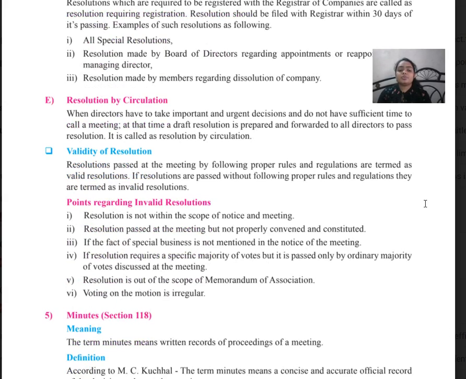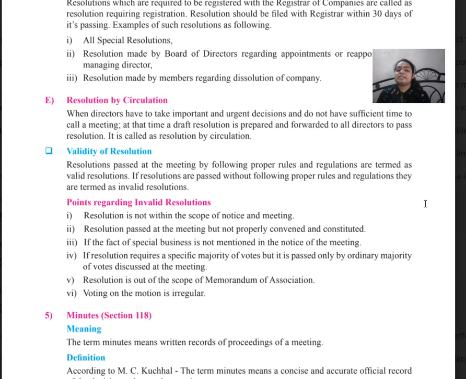Now next, we shall be studying resolution by circulation. When directors have to take important and urgent decisions and do not have sufficient time to call a meeting, at that time a draft resolution is prepared and forwarded to all the directors to pass the resolution. It is called resolution by circulation. So, when a decision has to be taken by all the directors together on an important and urgent basis, but they do not have sufficient time to call a meeting, they draft a resolution and forward it to all the directors to pass. It is called resolution by circulation.